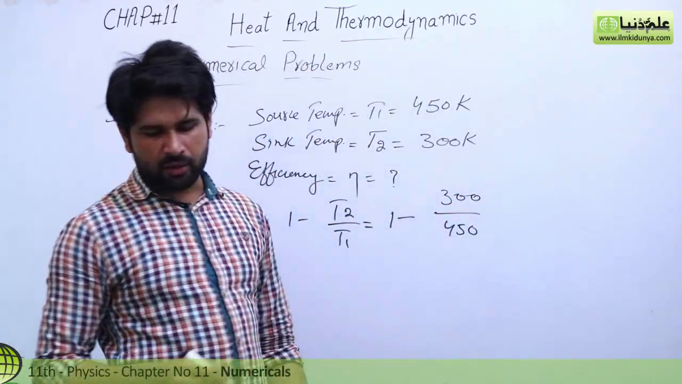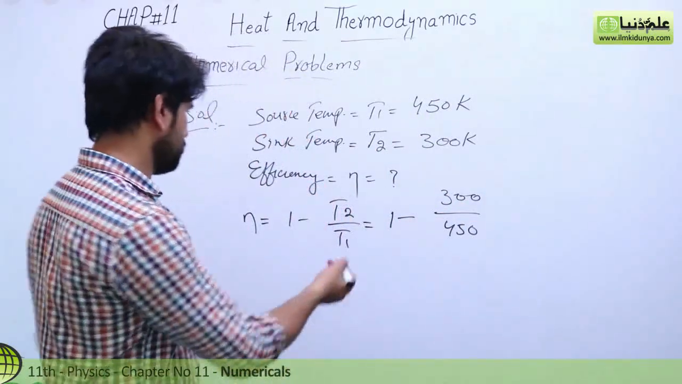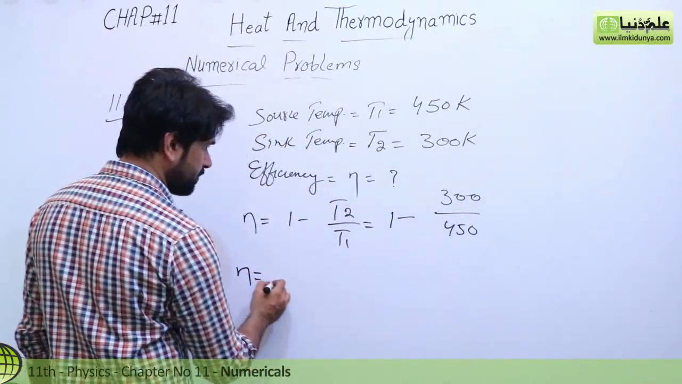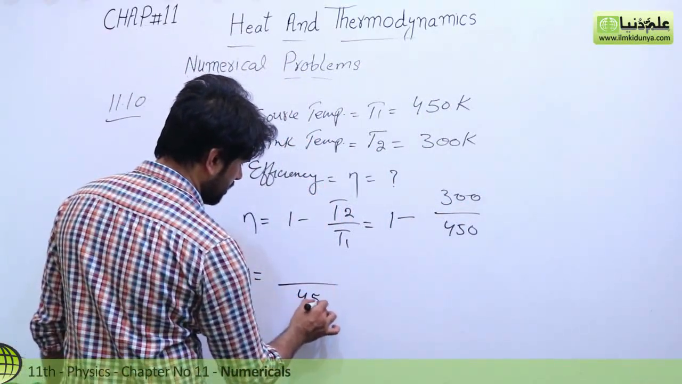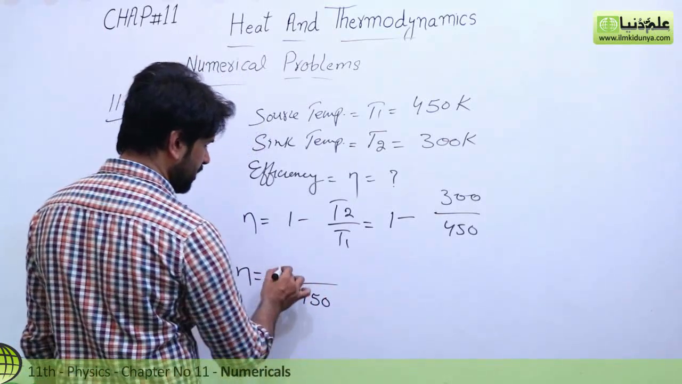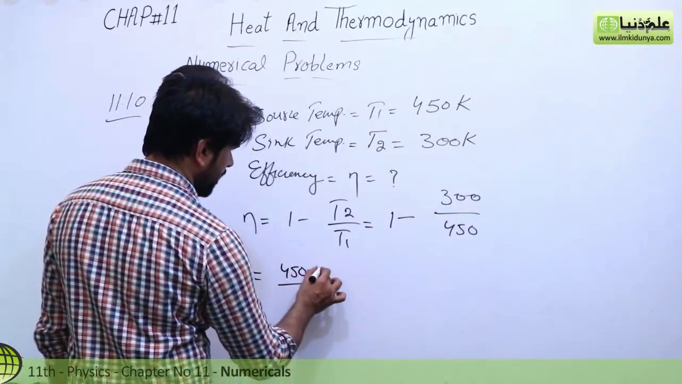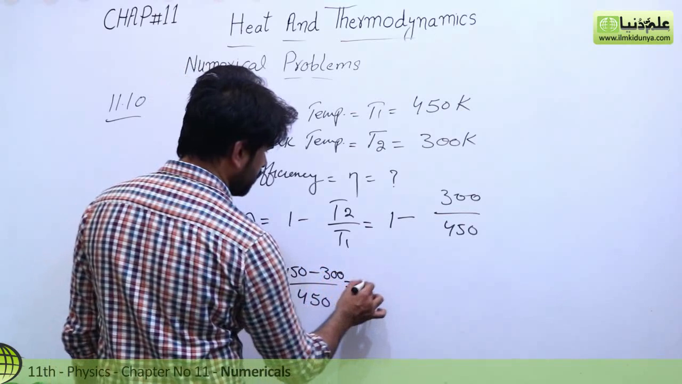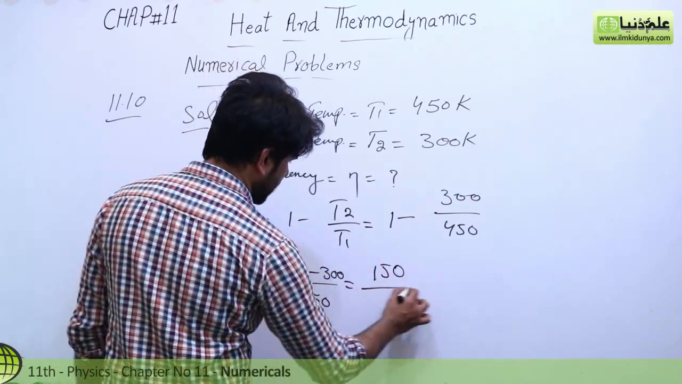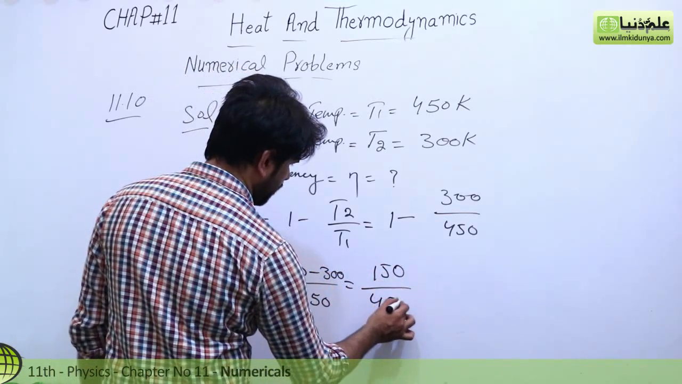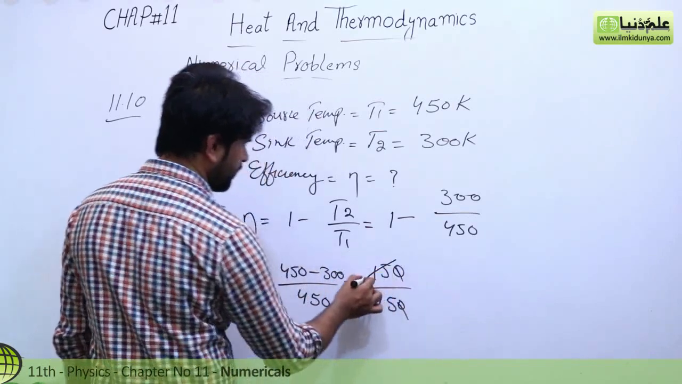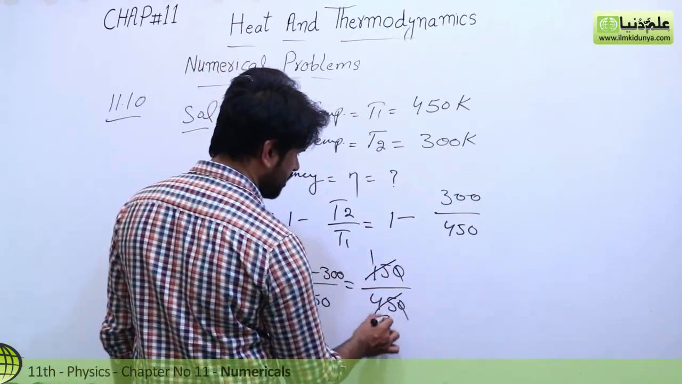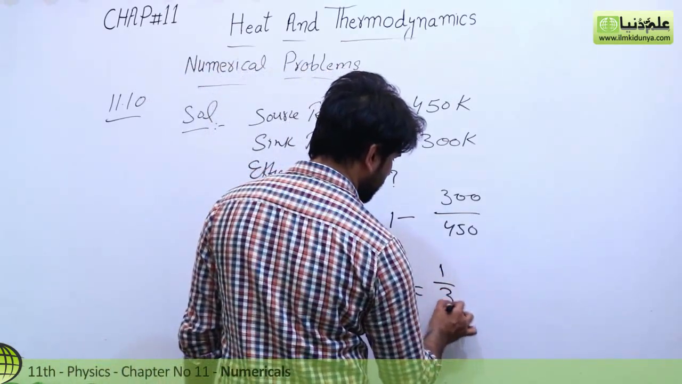Now let's use a calculator, or by taking the LCM, the lowest common multiple. 450 minus 300, you will have 150 divided by 450. 15 ones are 15, 15 threes are 45. This is equal to 1/3.